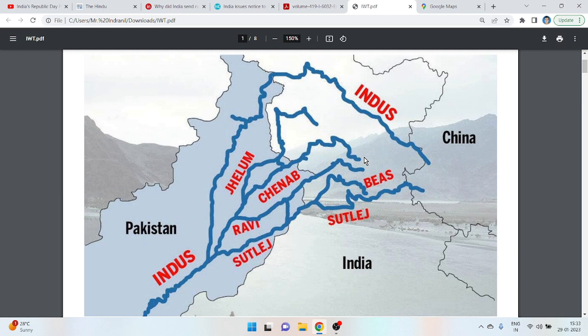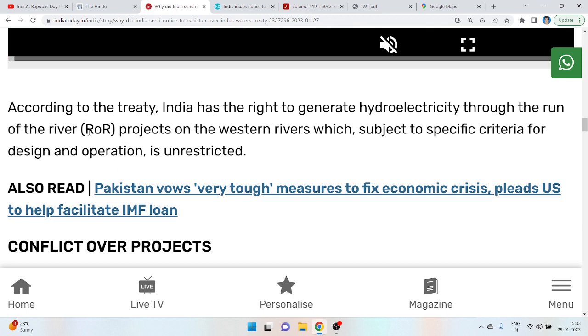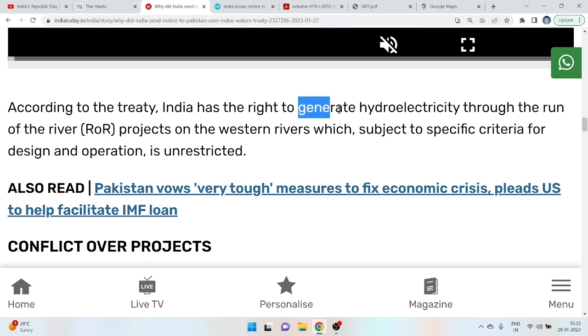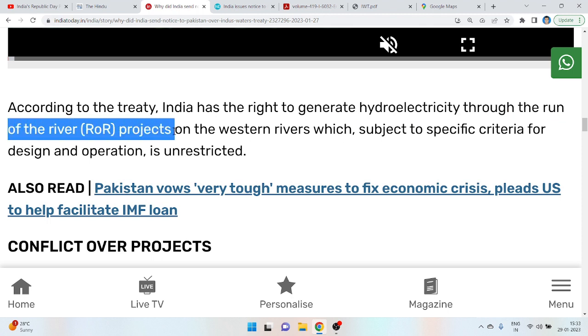So India has the full right over these eastern flowing rivers, that is Ravi, Beas, Satluj, but India can construct small run-of-river hydroelectric power. Run-of-river means that the hydroelectric plant will not store any high amount of water. The water will continue to flow. On the flowing water, India can construct hydroelectric power, without storing the river, on these western flowing rivers, that is Indus, Jhelum, Chenab. That is called a run-of-river project. So to generate hydroelectricity through a run-of-river project, that is the meaning.